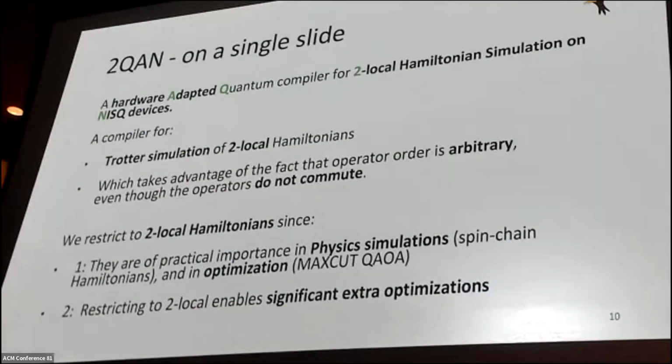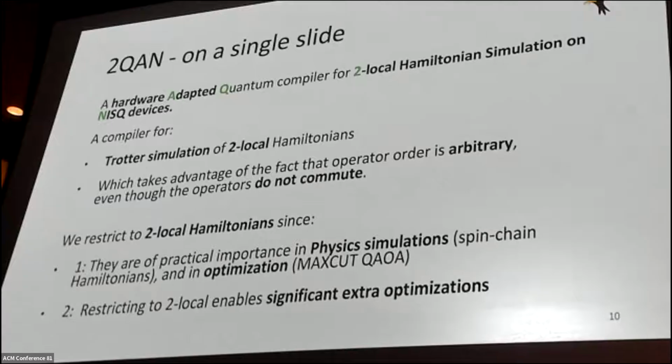It's a compiler which is designed to generate quantum circuits for the simulation of Hamiltonians using a Trotter approximation where we restrict our Hamiltonians to two local terms. And Toucan takes advantage of the fact that it knows the order of the gates in this Trotter approximation is arbitrary, and therefore it can reorder the gates in order to best, for example, reduce the computational depth of the circuit or to reduce the number of gates in the circuit.